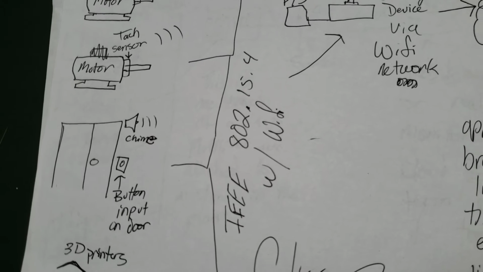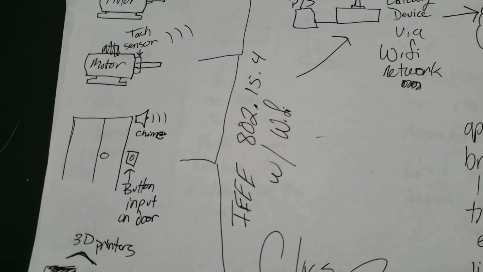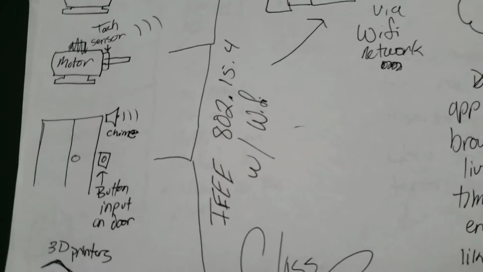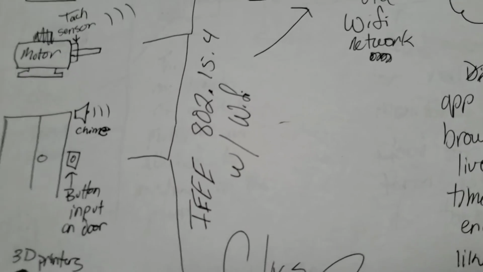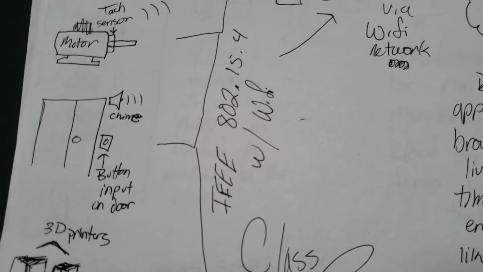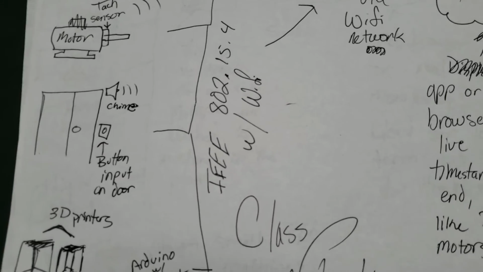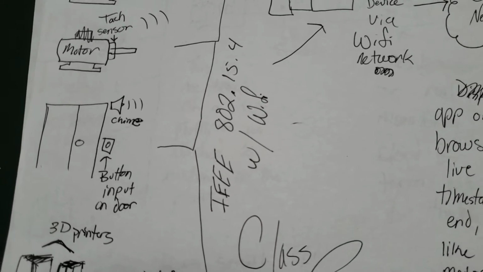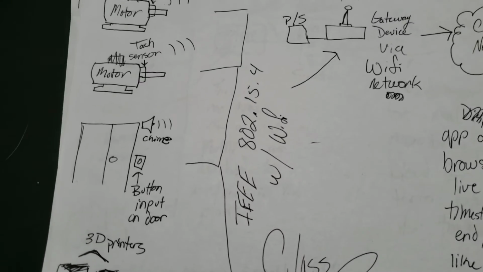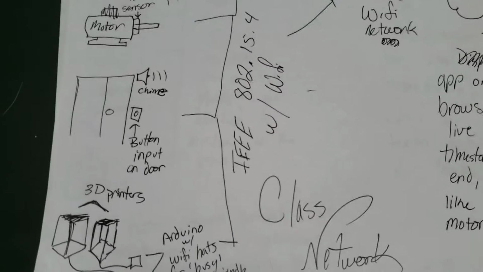And then we've got a button input on the door for those wanting to request coming into the Club Mech room. It would also be connected to a chime, which could just be connected via a digital input through a relay or a very small smart relay of the sort. And that would also send that digital input to, excuse me, the gateway device.